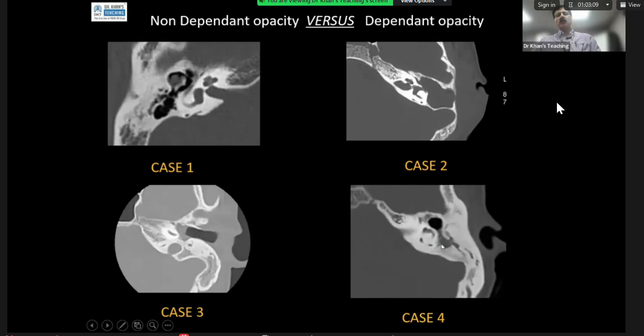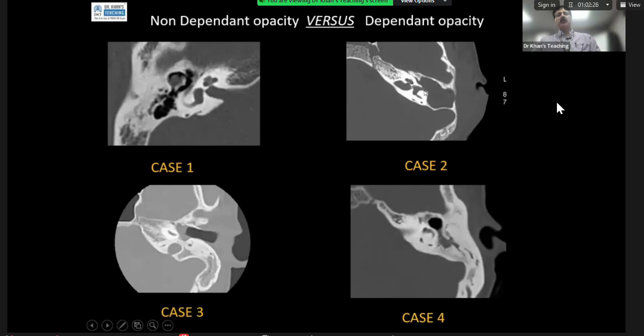On the other hand, this is a non-dependent opacity. If you can see, because acute over chronic mastoiditis can also cause bony destruction. But if you see, there is a fluid level here, and this is a non-dependent cholesteatoma. Non-dependent opacity. Now, our specificity to say that this is a cholesteatoma is not very good on a CT scan, but here we can be less confident. Here we are more confident. Now look at this case where there is opacity here and there is a bit of erosion of this structure.